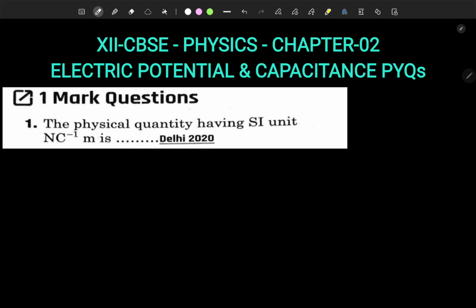So the first question is: the physical quantity having SI unit Newton per coulomb is what? Newton per coulomb. Remember, Newton is the unit of force and coulomb is the SI unit of charge. And we know F by Q is equal to E, that is your electric field. So the answer is electric field intensity. E means electric field intensity.